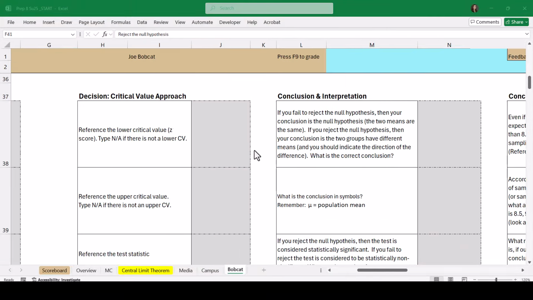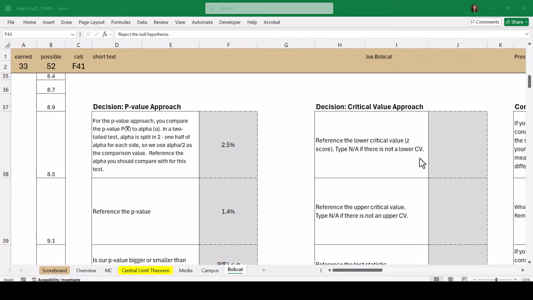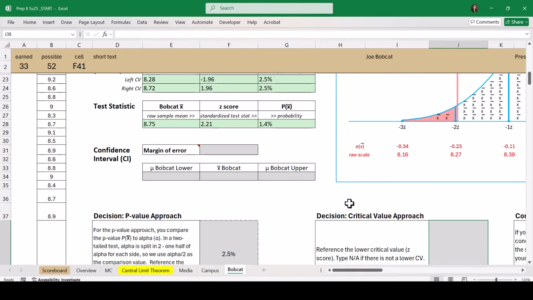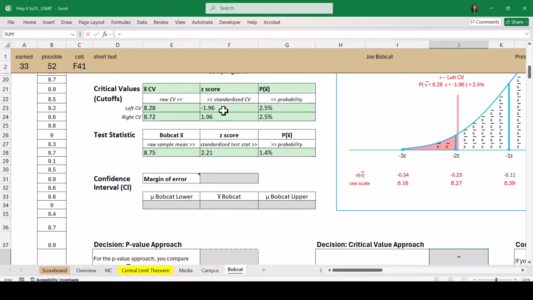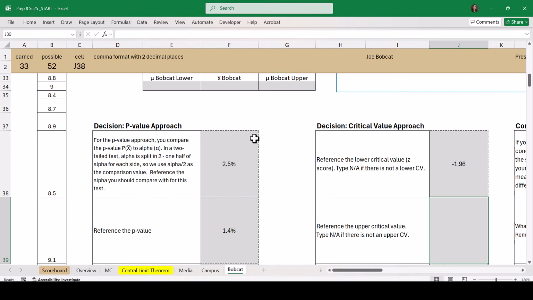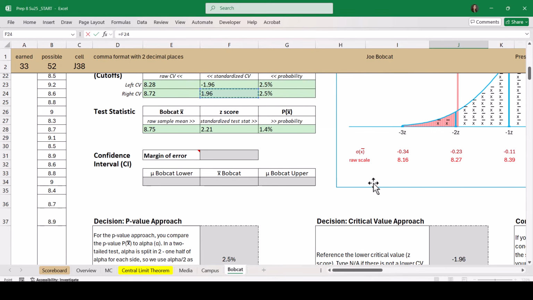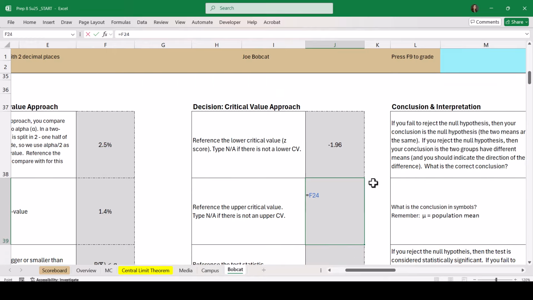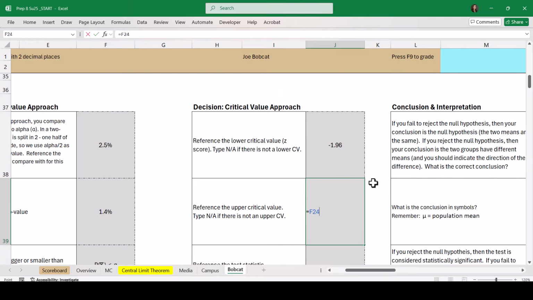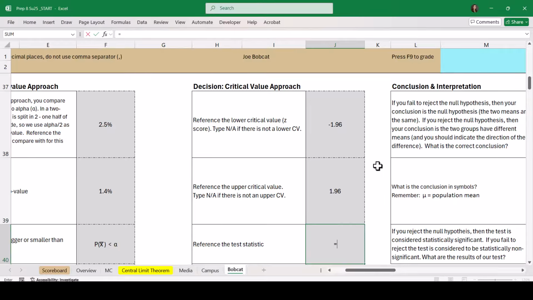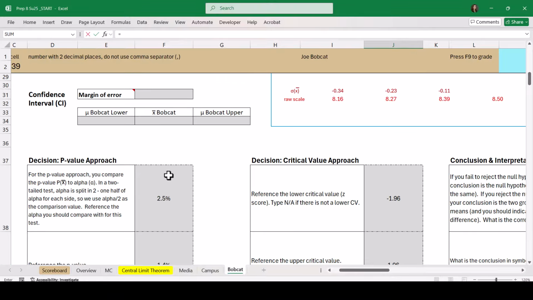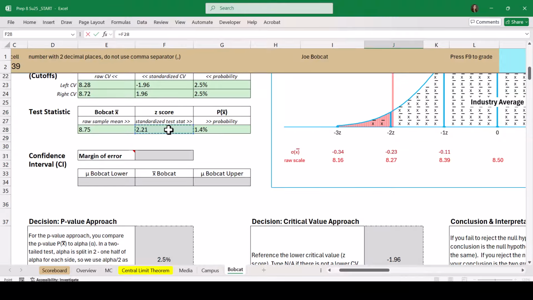All right, now we can do our critical value approach. So we can potentially have a lower and an upper critical value. And for a two-tailed test, you have both, right? You have a left critical value and you have a right critical value. And that's because you were looking in both tails, right? We were looking to see if there's a difference. So we were looking in both the left and the right tail. And we compare our test statistic for the sample mean to those critical values. So that's 2.21.